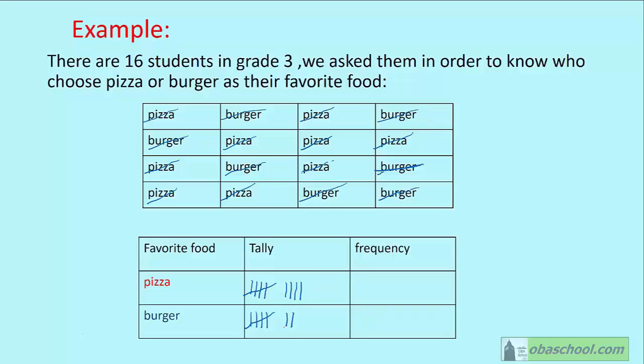Now let's count. Every group of 4 sticks with a 5th stick crossed on top of it is considered as 5, and the 4 single sticks are 4, which is 5 plus 4, which is 9, and 7 burgers. Now to check the answers, 9 plus 7 is 16, and the number of students is 16. This is correct.